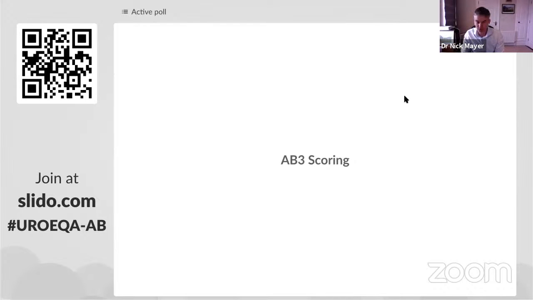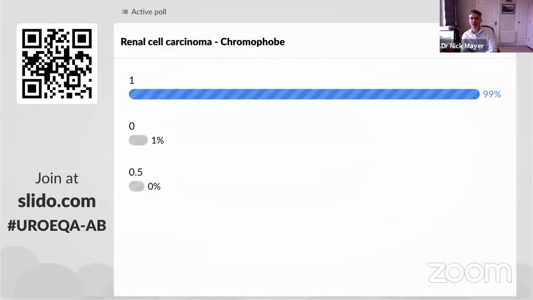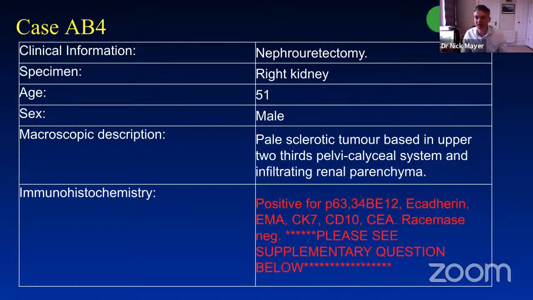Right, we're up to 144, so let's see what people thought. So chromophobe getting 1 point and oncocytoma getting 0. Okay, so making headway here up to case 4. So this was a nephroureterectomy specimen, which could have been a little clue.